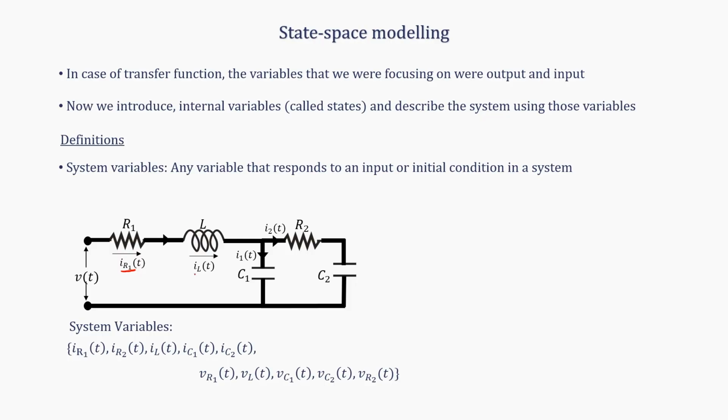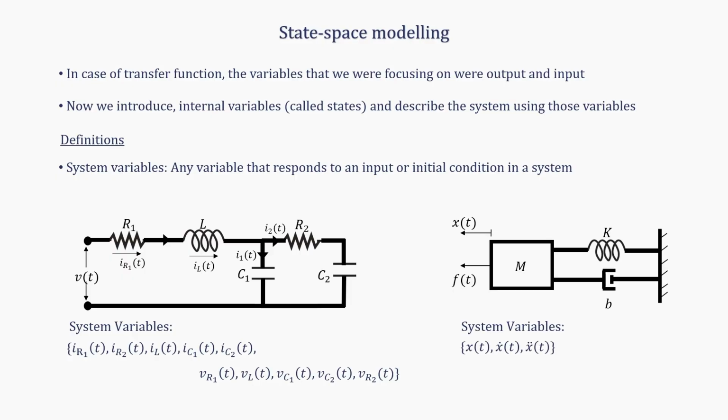For example, if you take this RLC circuit, the current through the resistor, the current through the inductor, the current through the capacitor C1, the current through the capacitor C2, and the voltage across all these will be considered as system variables, and here Vt is your input. So, Vt is not a system variable, Vt is something called a forcing variable, which we will soon see. These variables are influenced by these inputs, and not only that, these variables are also influenced by the initial conditions that are present for these inductors and capacitors. That is why these are called system variables. So, this is a collection of all the variables that respond to any change in input or initial condition.